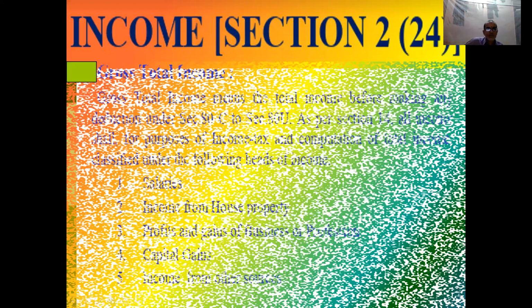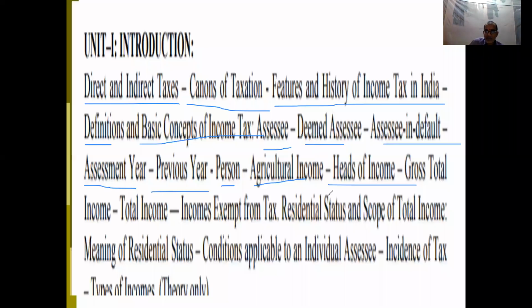See, next topic is, just once I will go back to the syllabus, whether we are going according to the syllabus or not, for your understanding, for your cross check. See, this is our syllabus. Direct and indirect taxes is over. Canons of taxation is over. Features and history of income tax in India is over. Definitions and basic concepts of income tax like assessee, deemed assessee, assessee in default, previous year, person, agricultural income, heads of income. How many heads are there? Five heads. Very good. Five heads are there. What is gross total income? What is total income? Income exempt from tax. Up to here, we went in serial order.